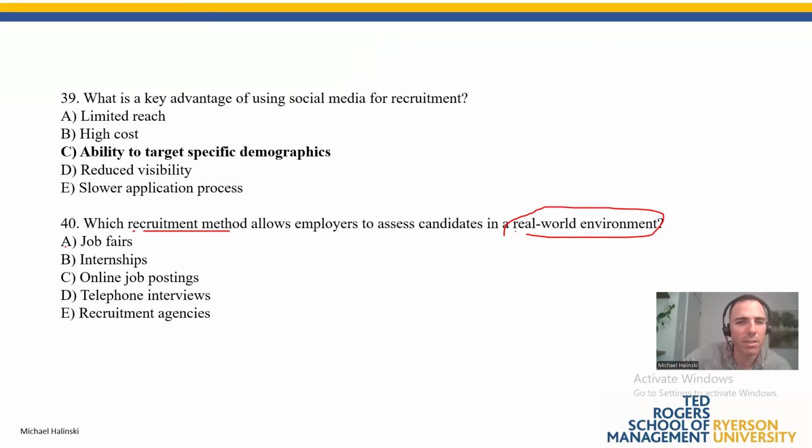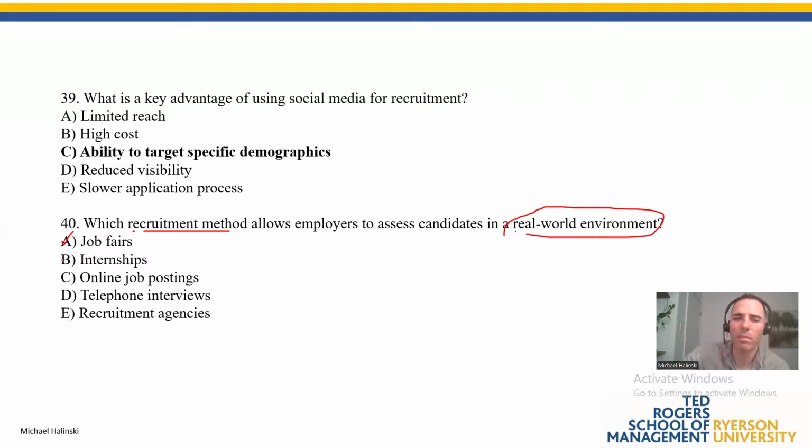Okay, so let's go first. Job fairs. A job fair could be a form of recruitment. So let's go back. I'm sorry. Let's take a step back. Which recruitment method? Let's go through one at a time to talk about which of these are recruitment methods. Job fair, recruitment method. Yes. An internship. Is it a recruitment method?